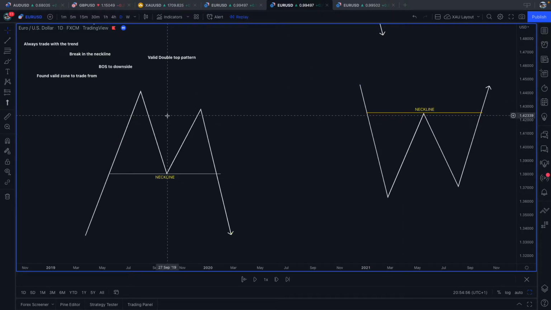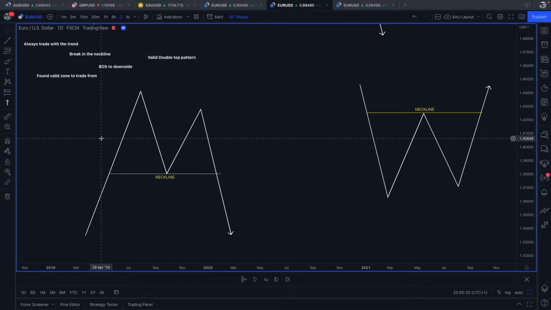Now, there are a few things that we need as added confluence in order to place a position. We shouldn't be placing positions just because price has provided us with a double top or a double bottom. We need a few other things to ensure that our probability is high enough to be profitable in the trade and that we have the right confluence and confirmation that price is going to play out as we predict.